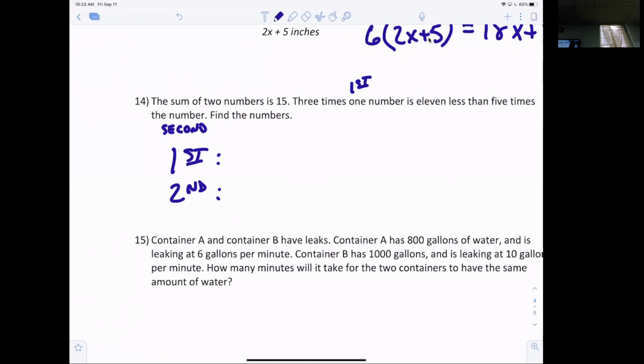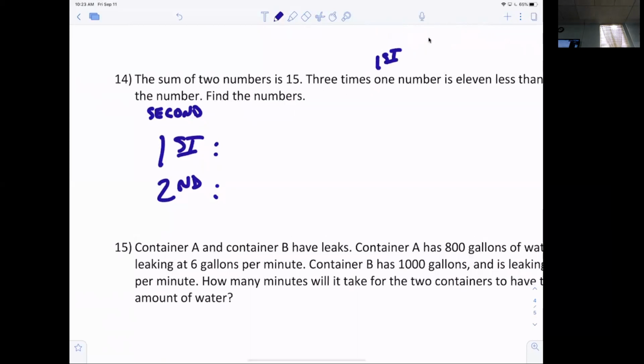What's the first number, Ryan? You're supposed to say, I have no idea. So if we have no idea, it's a what? Yeah, there you go. Come on, girl. X. The first number is X.